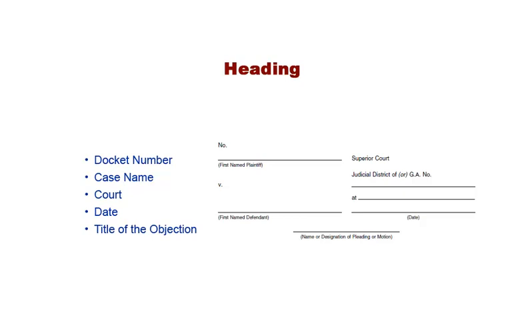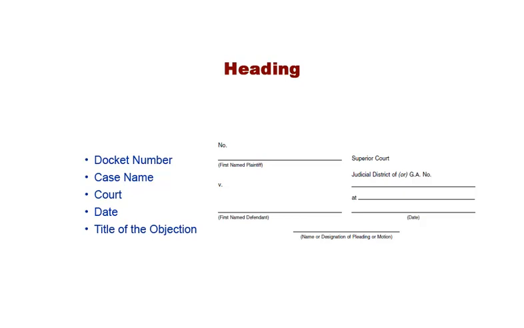Across from the docket number, on the right side, type Superior Court. Across from the plaintiff's name, on the right side, type the Judicial District or GA, Geographical Area, number. For example, Judicial District of Hartford or GA 14. Across from the V, type at and the location of the courthouse. For example, Judicial District of Litchfield at Torrington or GA 12 at Manchester. 2 spaces below at and across from the defendant's name, type the date of the objection.